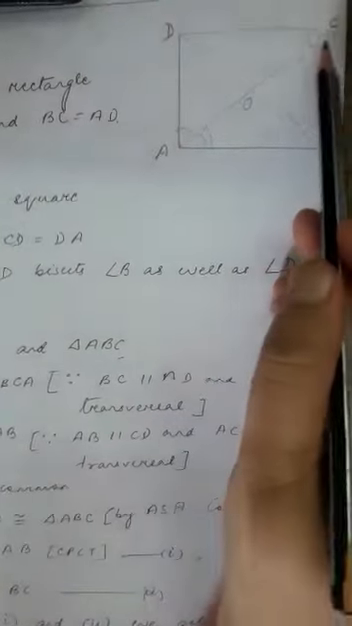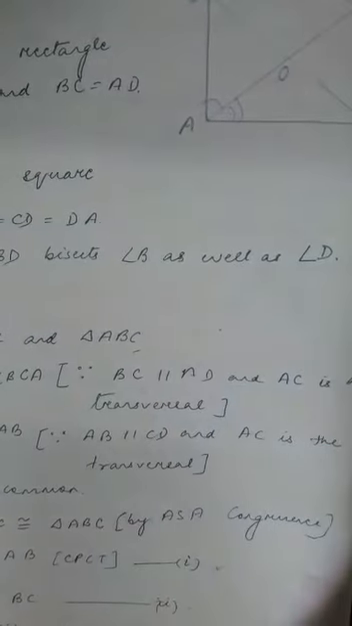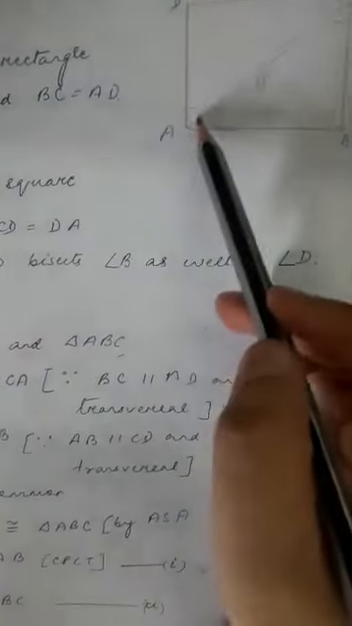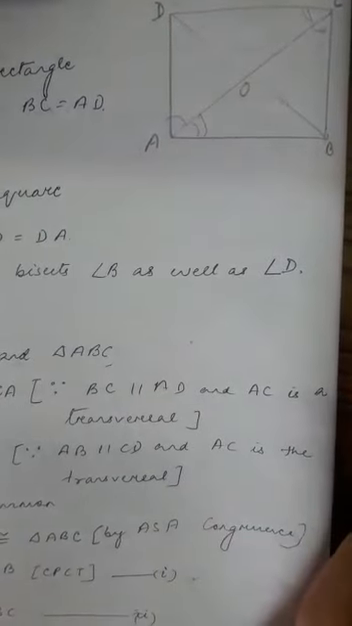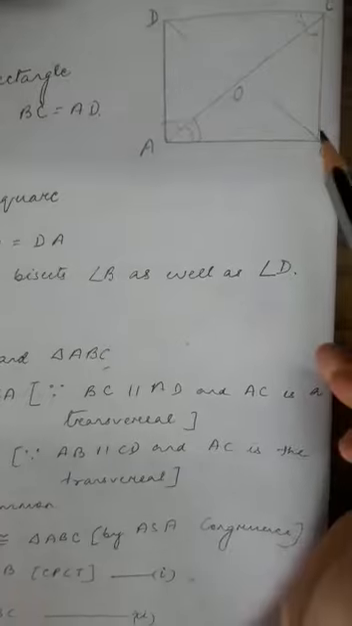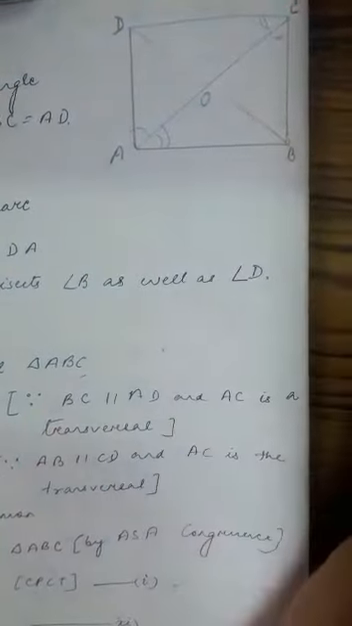Similarly, DCA will be equal to BAC because these are also alternate angles, and here AB is parallel to CD and AC is the transversal. Also from these two triangles, AC is the common side. Therefore, these two triangles are congruent by ASA congruency. Now, if these are congruent, then AD will be equal to AB, CPCT. Let us keep this as equation number 1.